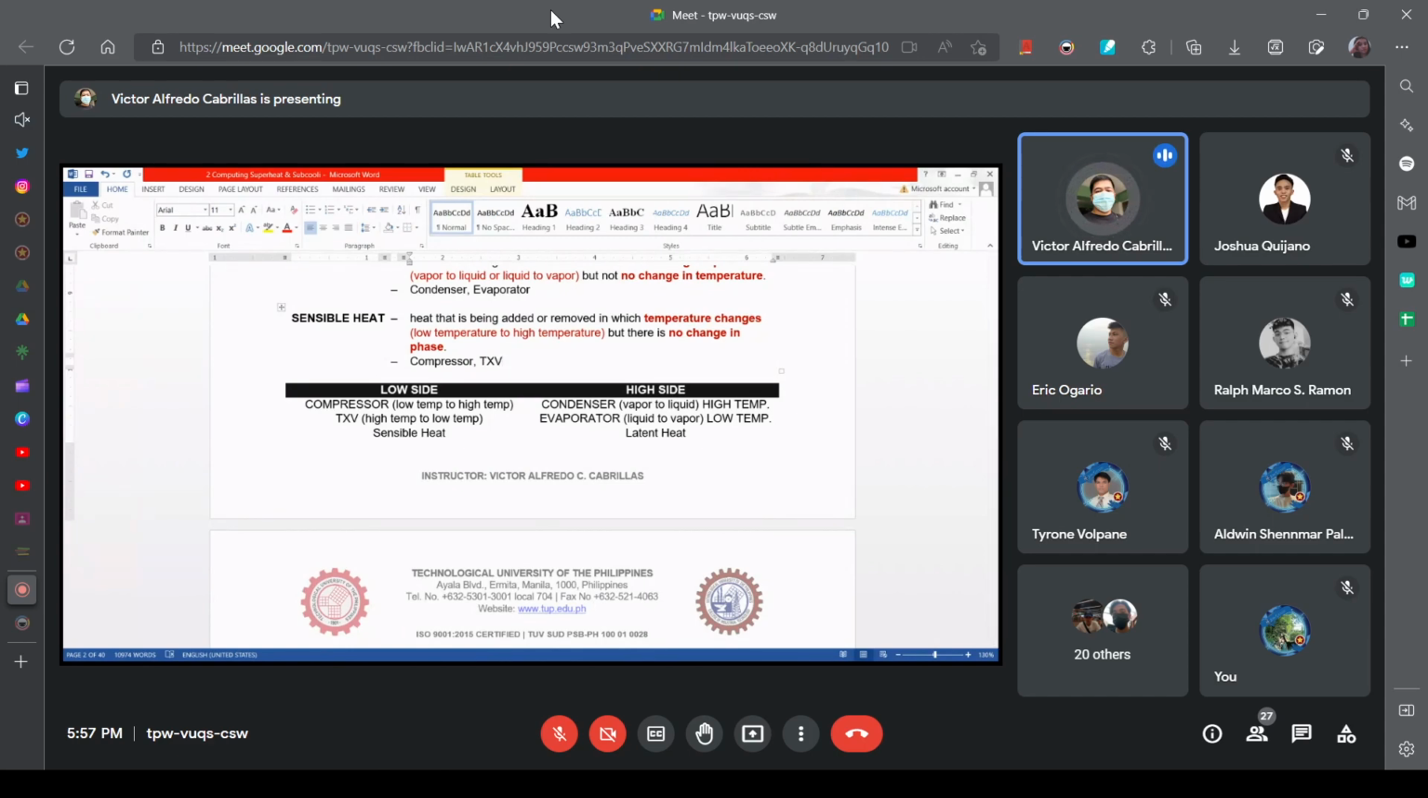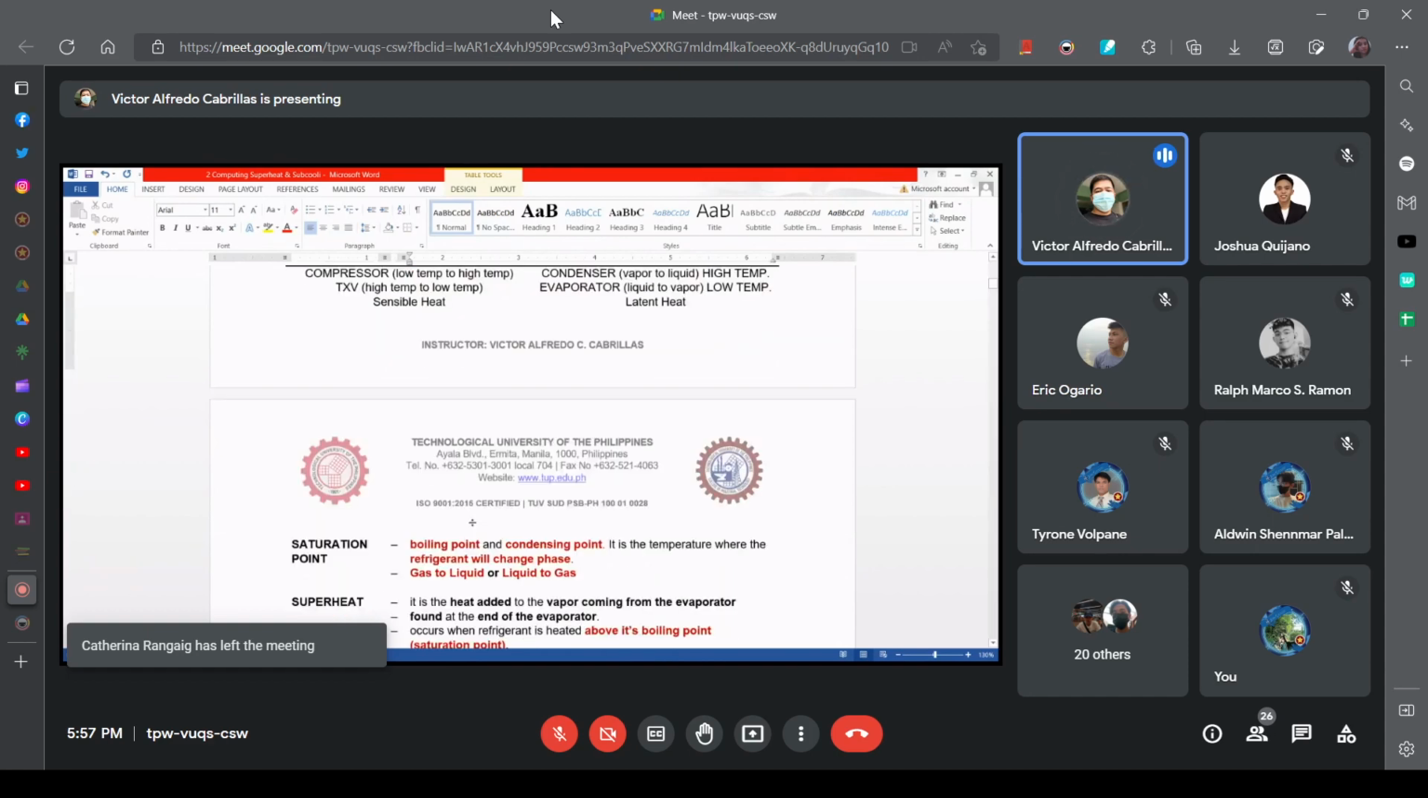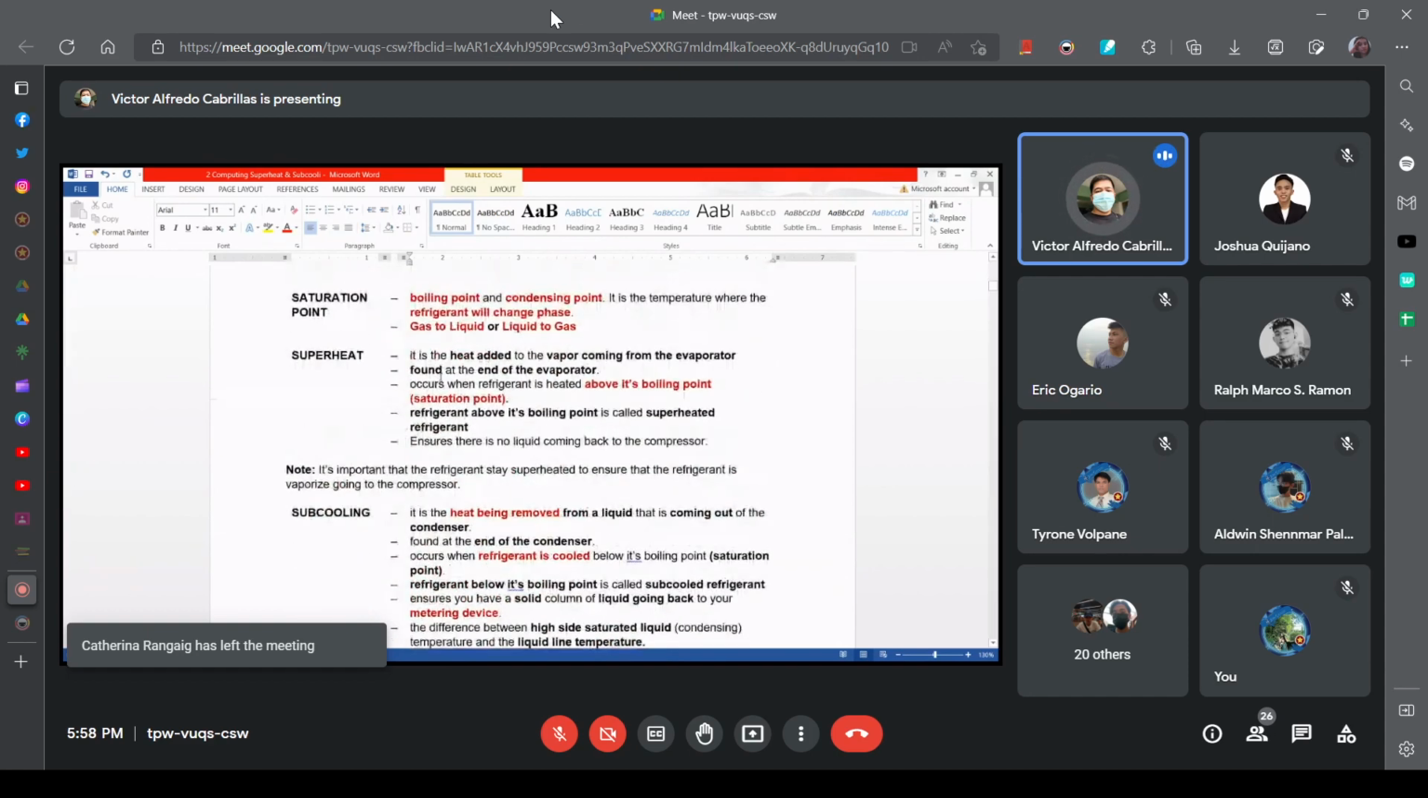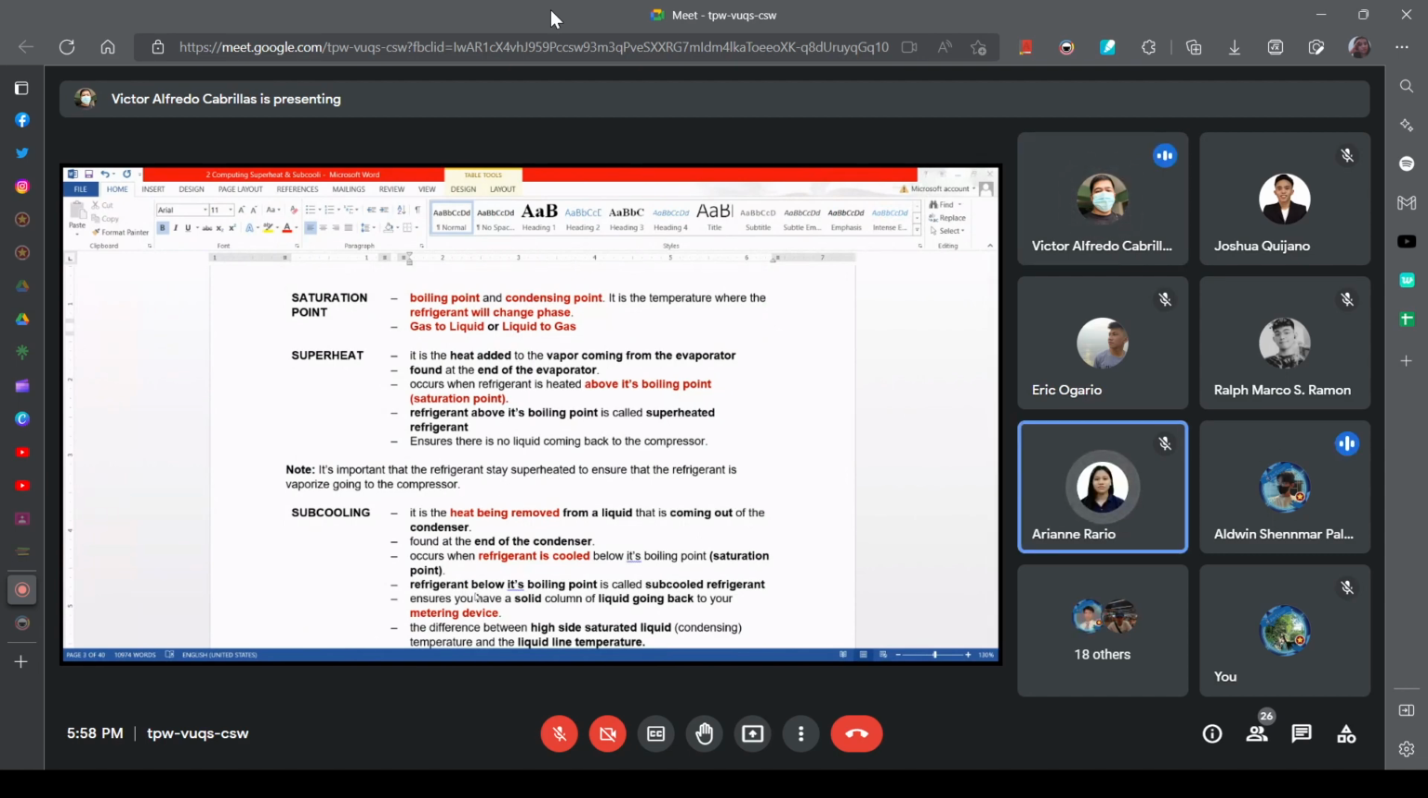Okay, nandyan pa ba? Sorry. Okay. Then, saturation. What is saturation point? Boiling point and condensing point. It is the temperature where the refrigerant will change phase. So pagka sinabing nandun ka na sa saturation point, so nandun ka na sa boiling point or sa condensing point. Naiintindihan yon? Yes po, sir.